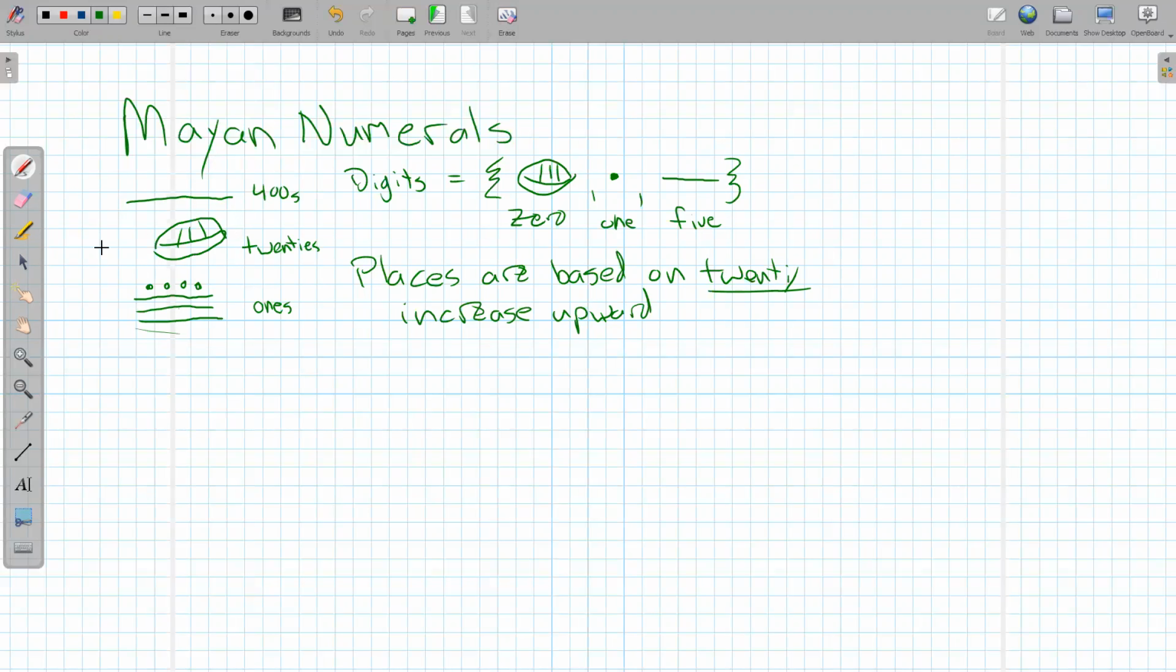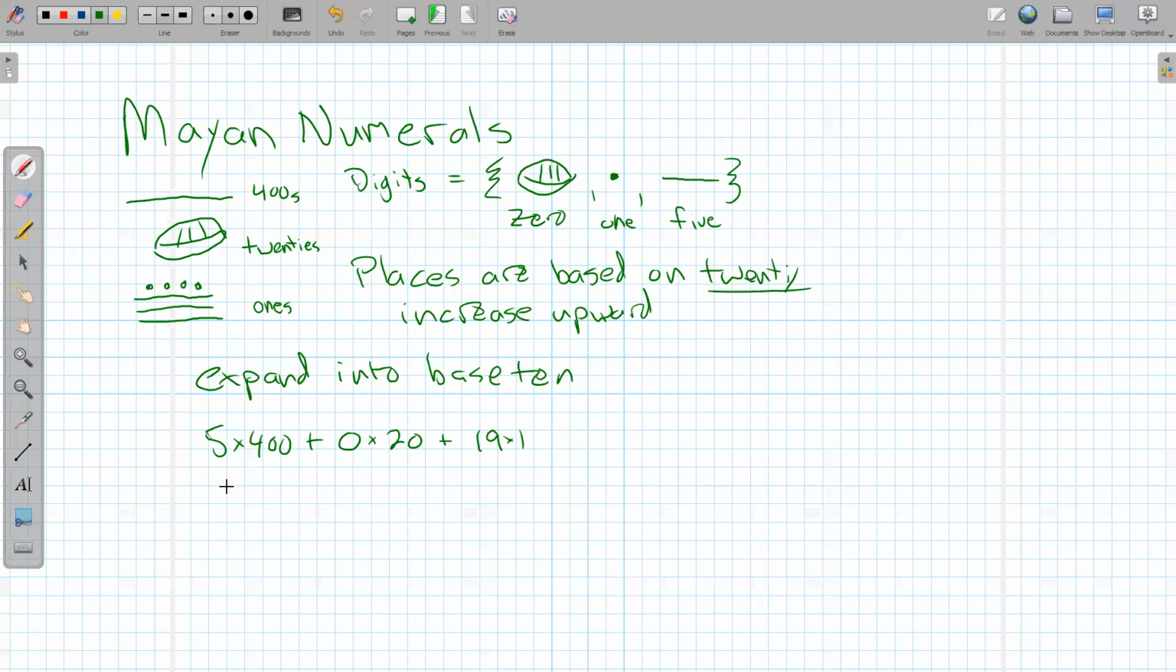So if I wanted to tell somebody what this numeral here in Mayan meant in base 10, I just expand it. So expanding this into base 10, I have 5 400s, and I have no 20s, and I have 19 1s. Let's see, 5 400s would be 2000, plus nothing, plus 19. So this is how the Mayans would have written last year if they knew about the AD calendar. 2019.